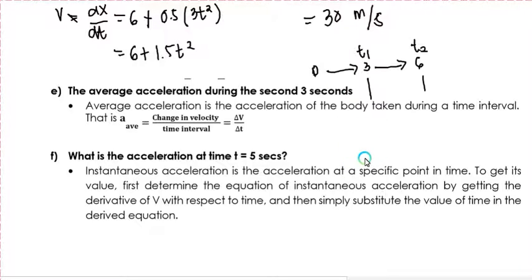Using the values of our time, we can get the values of V1 and V2. So we have V1, our initial velocity, equal to 6 plus 1.5 times 3 squared. We use the velocity equation directly, so we don't need to multiply by 3 anymore. So we have 6 plus 1.5 times 3 squared.